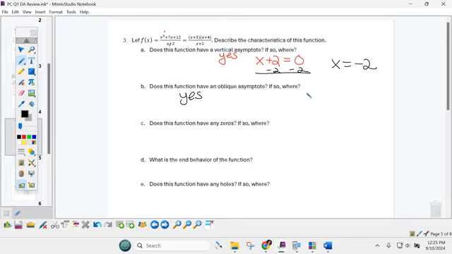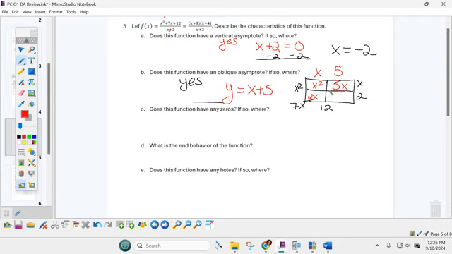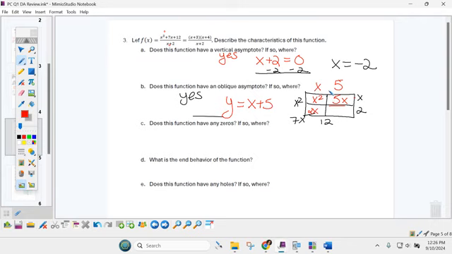I'm going to find it. Let's do division. I'll stick with box method so that I have enough space. X squared divided by x is x. Multiply it back. X times 2, 2x. Subtract. 5x divided by x is 5. So the slant asymptote is y equals x plus 5. That's that quotient.